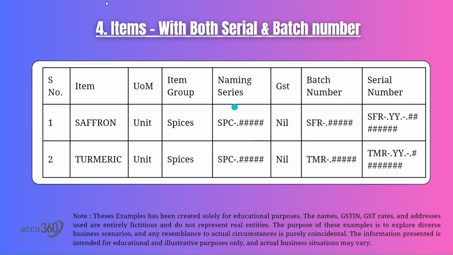So our fourth type is items with both serial number and batch number. Okay, so we have items as saffron and turmeric. In the item group we have spices, and the naming series is already configured on this item group. Okay, the GST rate is nil and the batch numbers are this and the serial numbers are this. So we just have to go to the software and configure these items also. Okay, so now let's go back to the software.